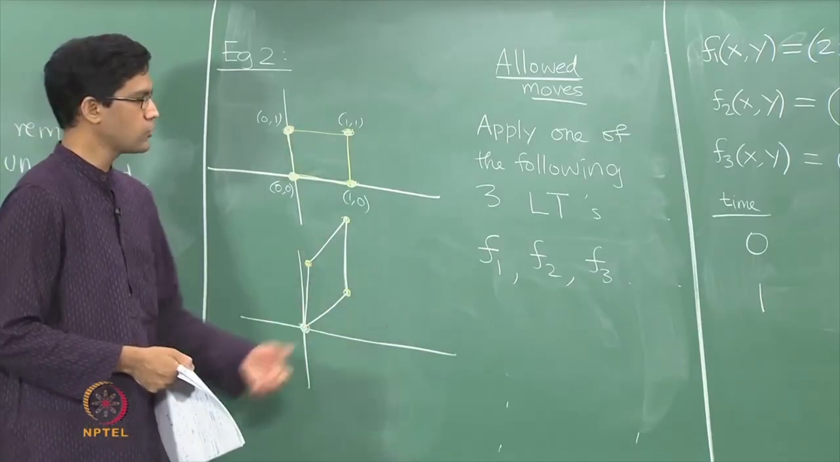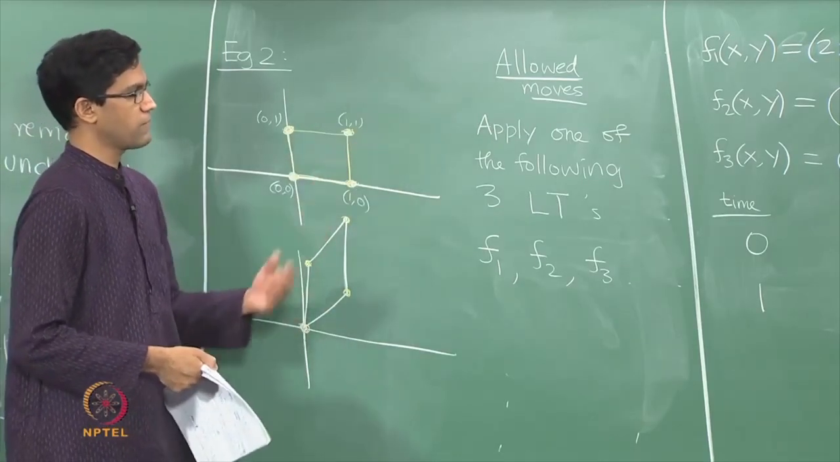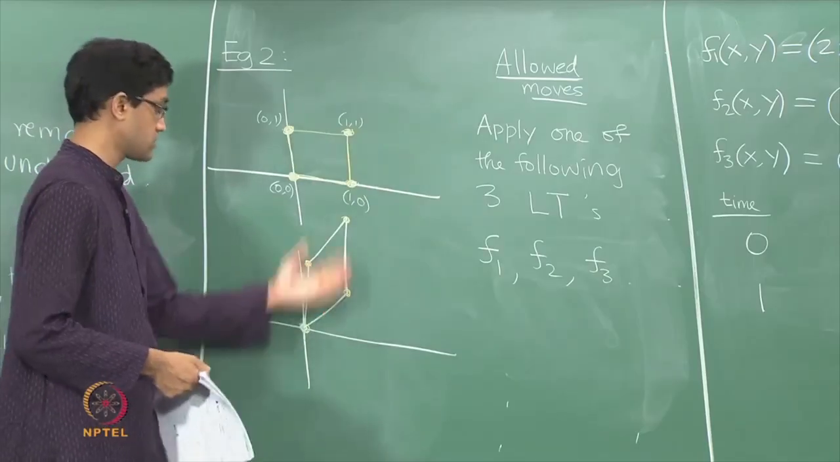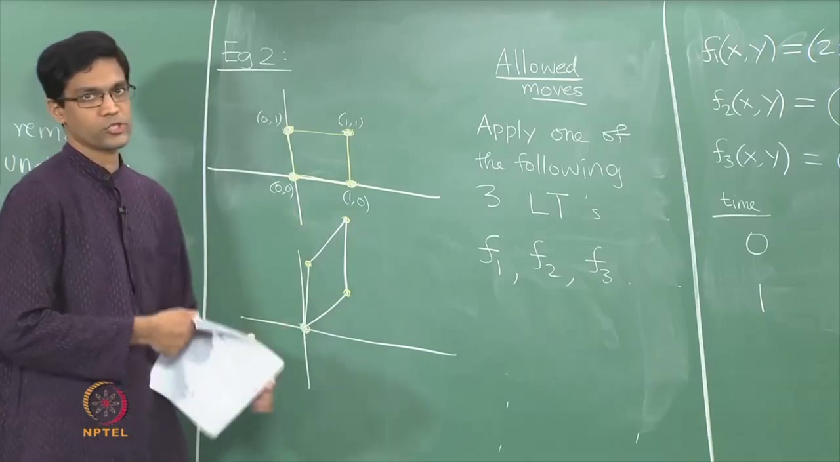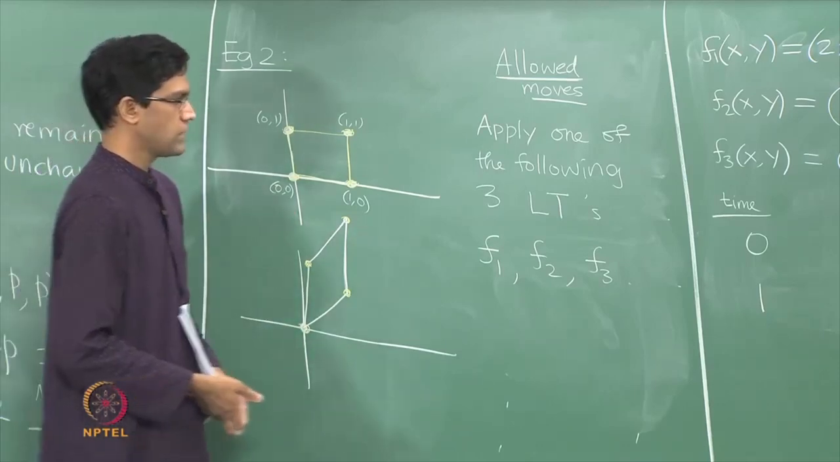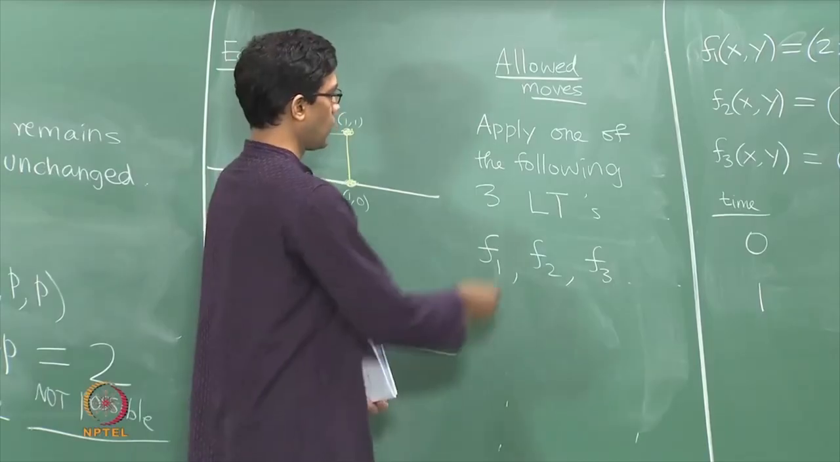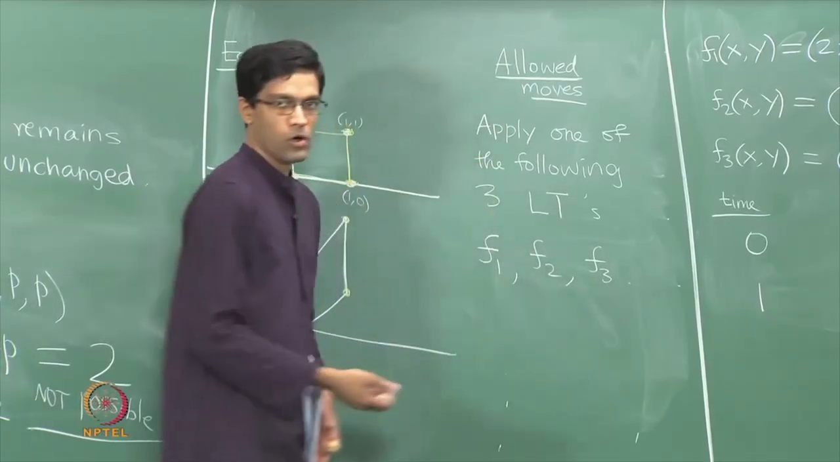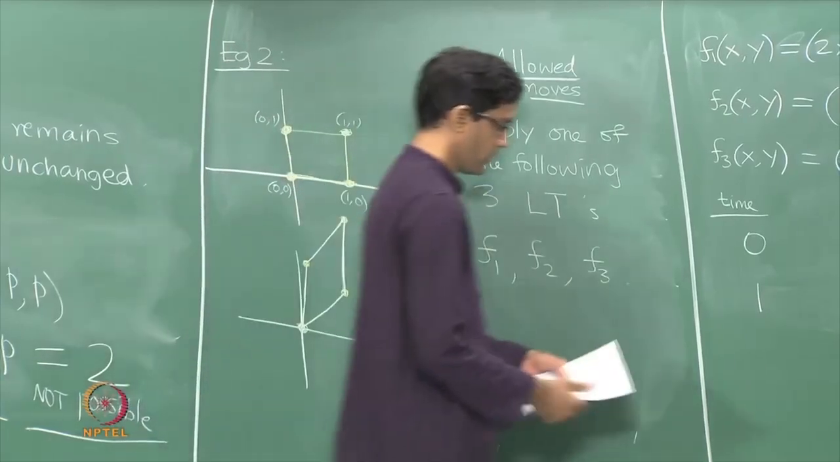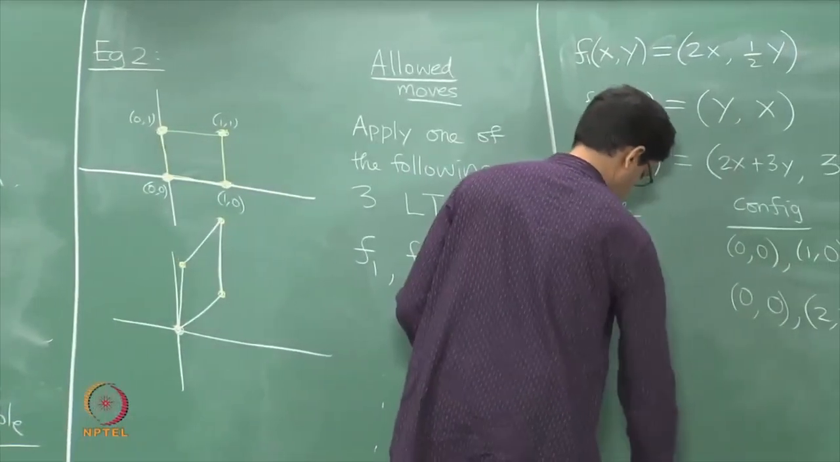At time t equal to 2, you again pick one of these. You pick f1 or f2 or f3, you apply it to this parallelogram. It will transform to something else. Those become the new positions and so on and so forth. So the evolution is given by the following rule. You pick any one of the three, f1, f2 or f3, and you apply it to all four points, all four corners.